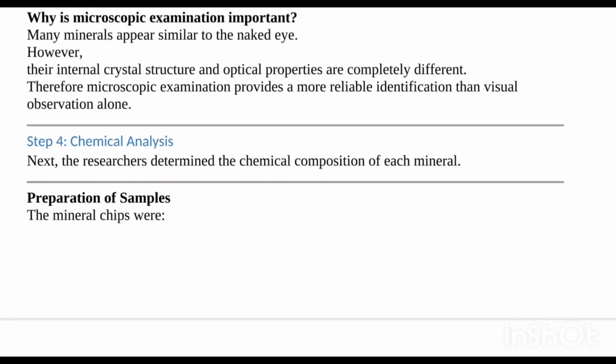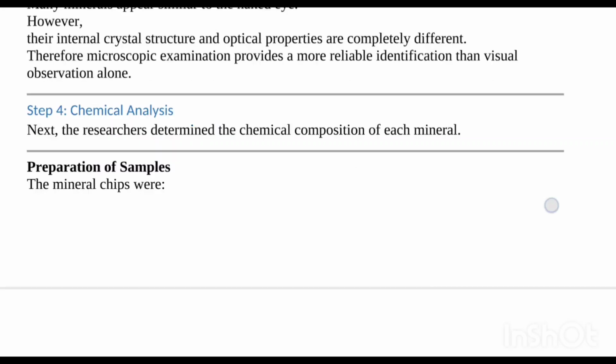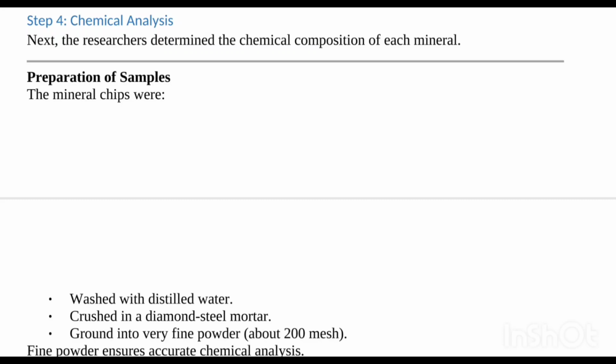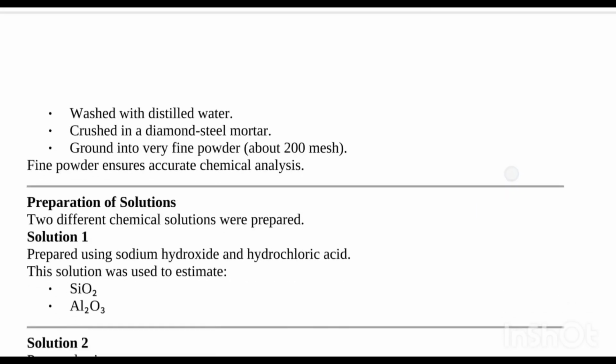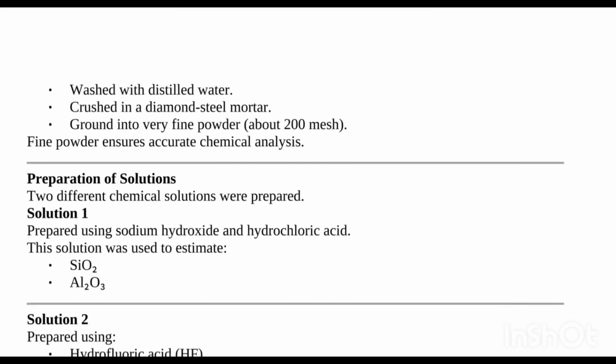The fourth step is chemical analysis. Next, the researchers determined the chemical composition of each mineral. Preparation of samples: mineral chips were washed with distilled water, crushed in a diamond steel mortar, and ground into very fine powder. Fine powder ensures accurate chemical analysis.